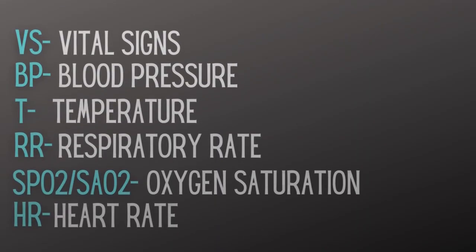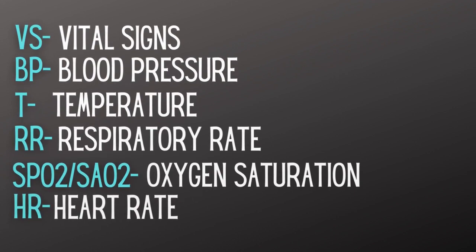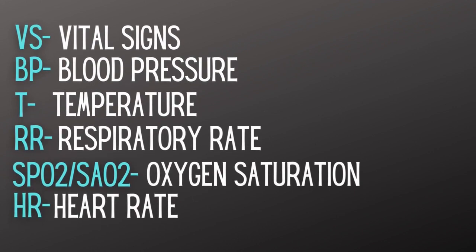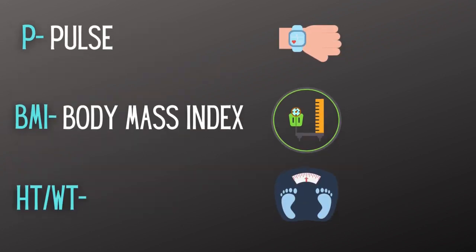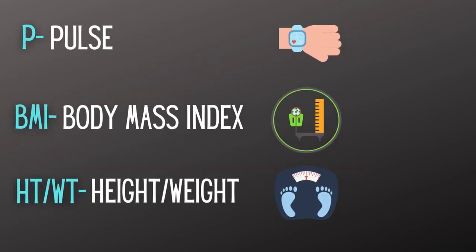Vital signs are next, with VS standing for vital signs. BP is blood pressure, T is temperature, RR, respiratory rate, SpO2 or SaO2 is oxygen saturation. Heart rate is HR, P is pulse, BMI is body mass index, HT/WT is height and weight. All right, so now let's go to lab abbreviations, and there are a million of them.